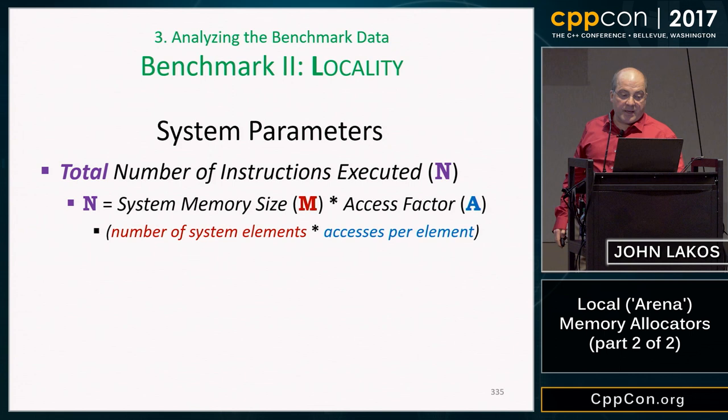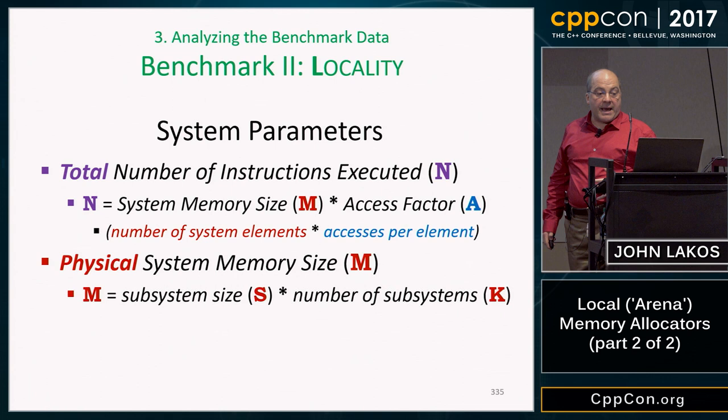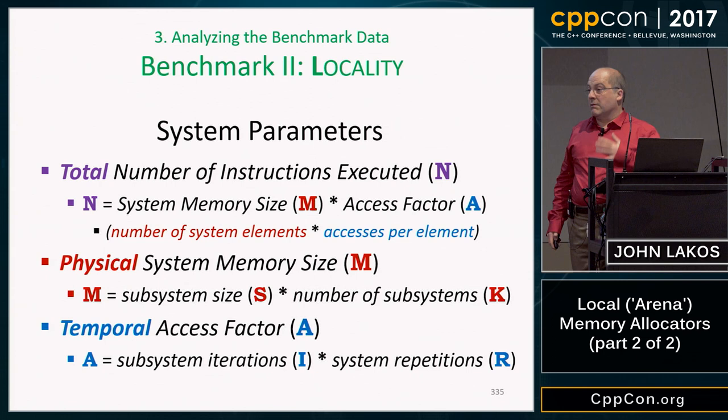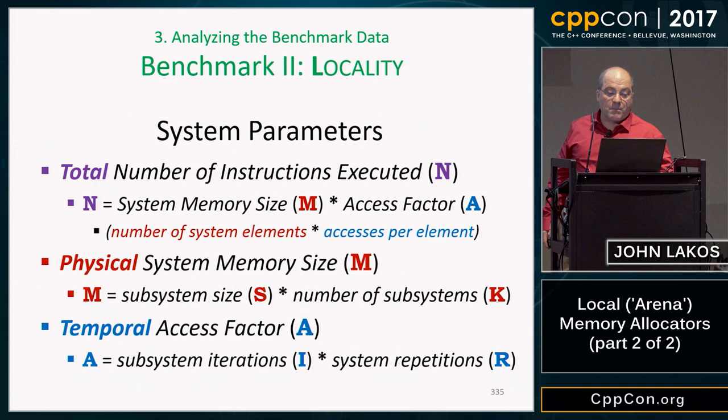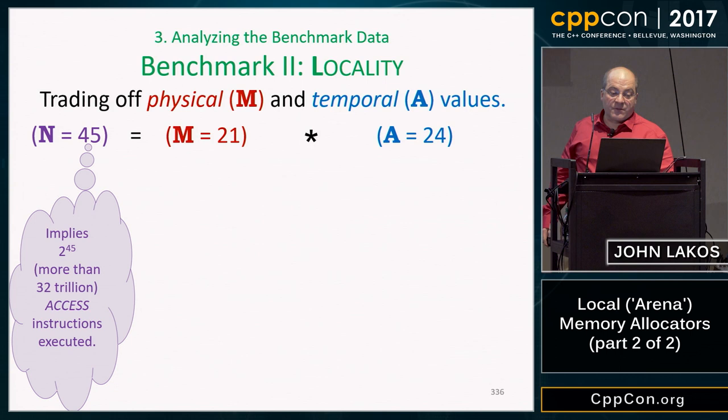And now we need to look at some stuff. The total size of the problem is the product of M and A. Remember, M is the physical memory size, and A is the temporal aspect, which is how many iterations times the repetitions. In other words, the total accesses. Okay. So N is 45. That means 32 trillion accesses. So this does take a little time anyway.